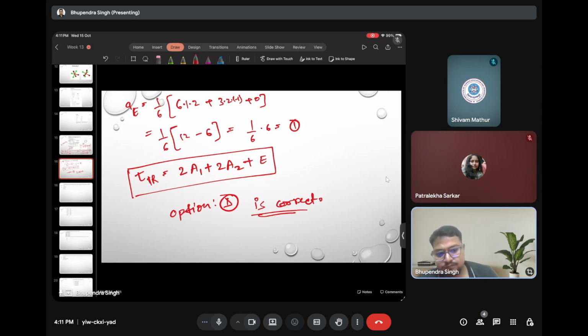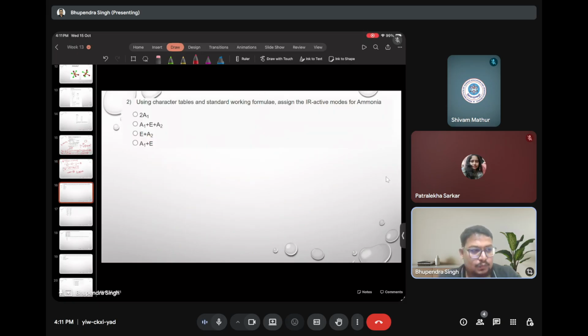Okay. Now moving to question number 2. Using character tables and the standard working formula, assign the IR active modes for ammonia. So ammonia is this structure of ammonia. Okay. Tell me, what is the point group then?